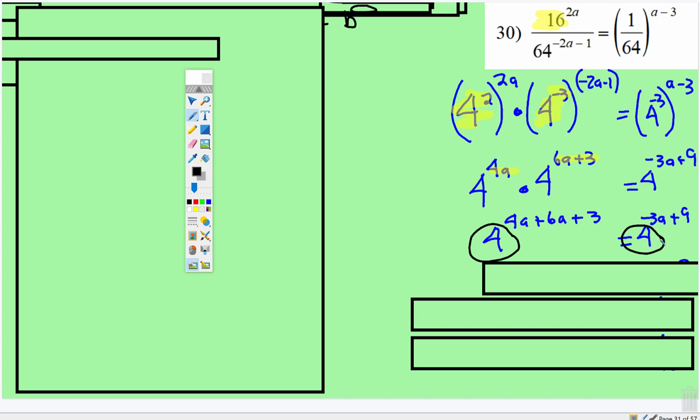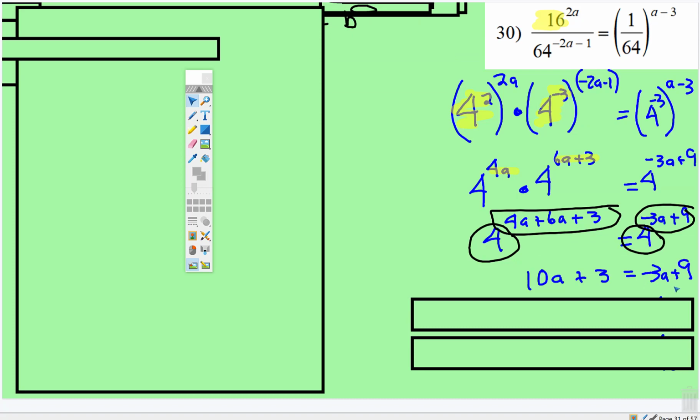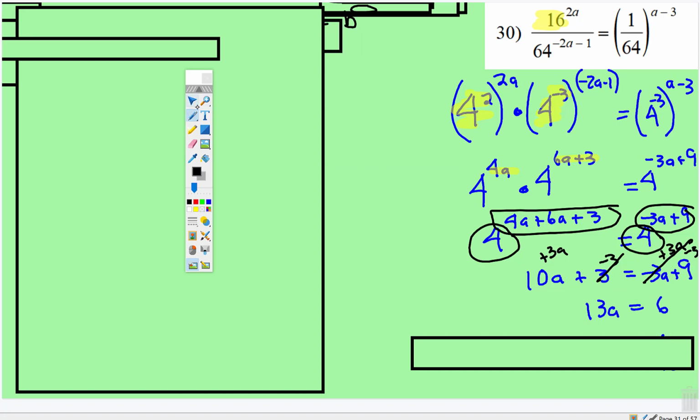These bases are the same, so I can set this phrase equal to that phrase, so 10a plus 3 is equal to negative 3a plus 9. I'm going to add the 3a to both sides to get rid of the a's on this side, and then subtract 3 from both sides. So we have 13a is equal to 6, and then divide both sides by 13.